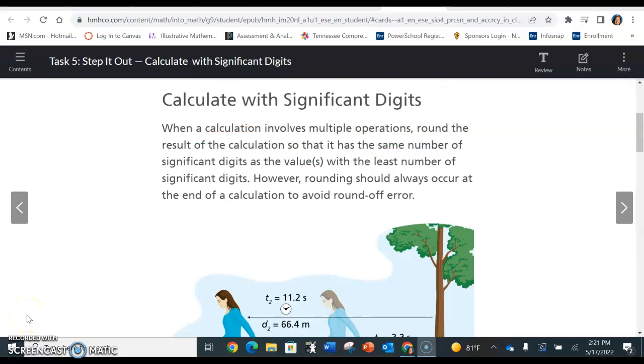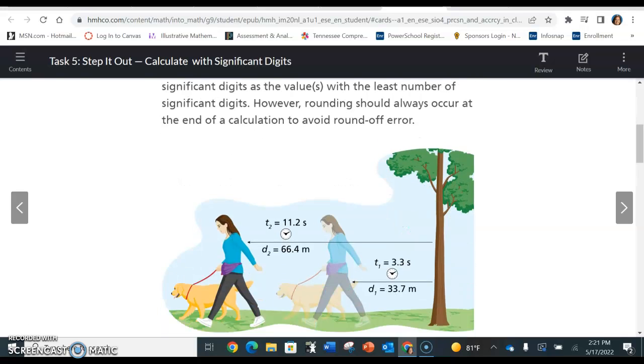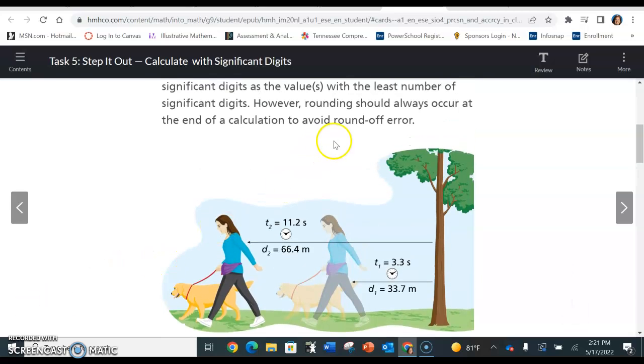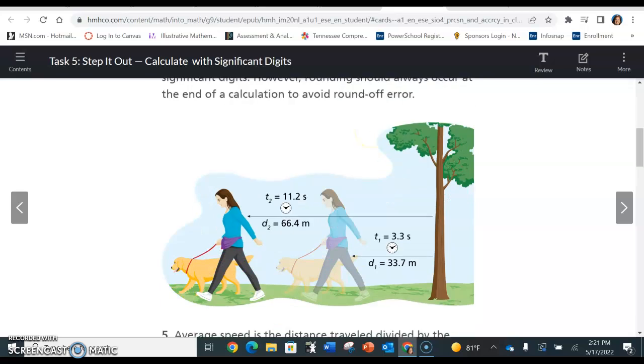Lesson 1.3, task 5. Calculate with significant digits. When a calculation involves multiple operations, round the result of the calculation so that it has the same number of significant digits as the values with the least number of significant digits. However, rounding should always occur at the end of a calculation to avoid round-off error. All right, so that's important to know. Always round at the end.